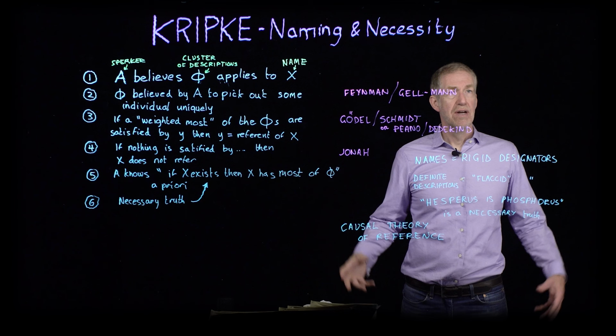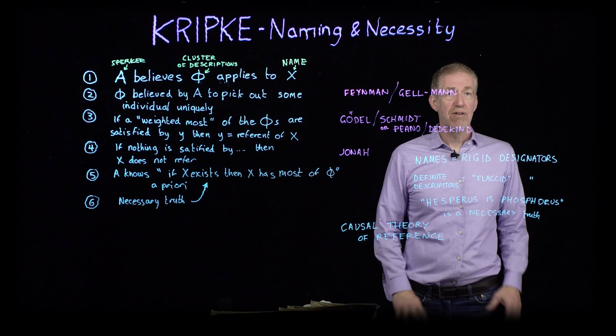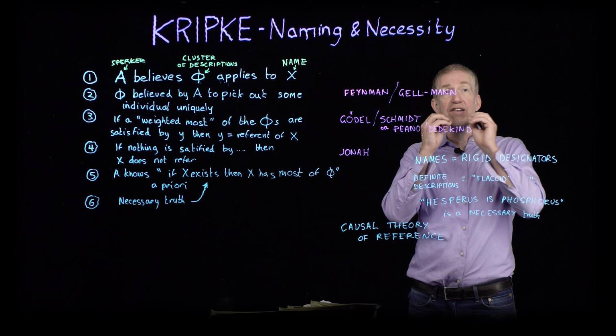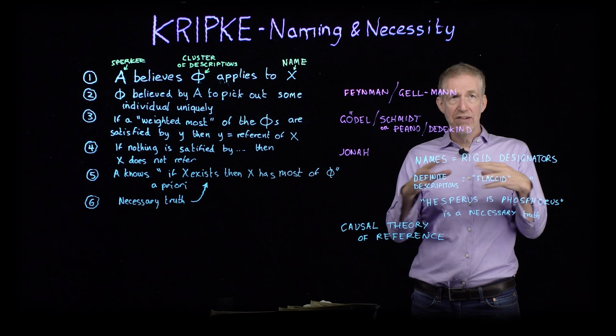A necessary truth is a truth that is true in every single possible world. There is no possible world in which 2 + 2 does not equal 4. Now be careful. Sure, you can use the words. We can find a possible world where people say the sound two and they mean something different from what we mean. But that's not what Kripke is saying.